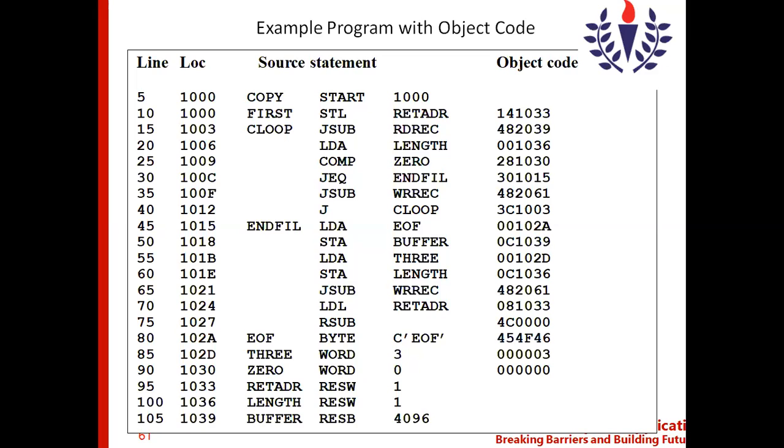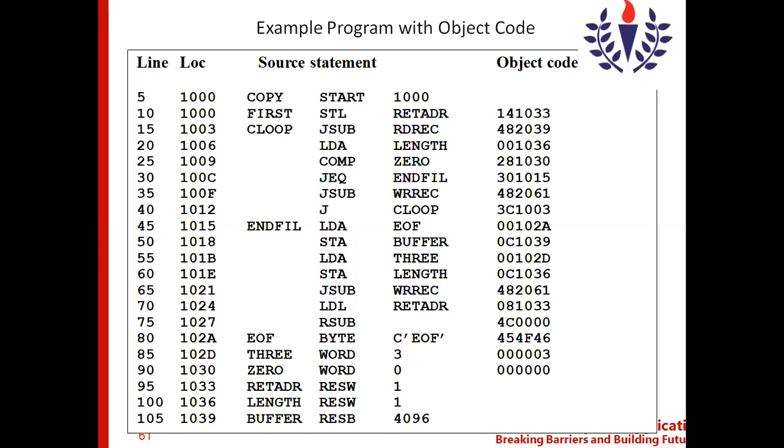Coming to line number 80, we have the assembly directive called byte. Byte is used to generate or assign a character constant to a symbol. If you look at the operand, it is C followed by EOF. C represents character, and EOF are the characters. These characters are assigned to the label called EOF. The label is EOF, and byte is used to represent that we are going to assign the character constant to the label EOF.